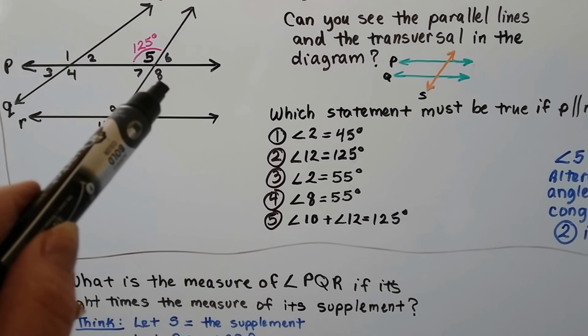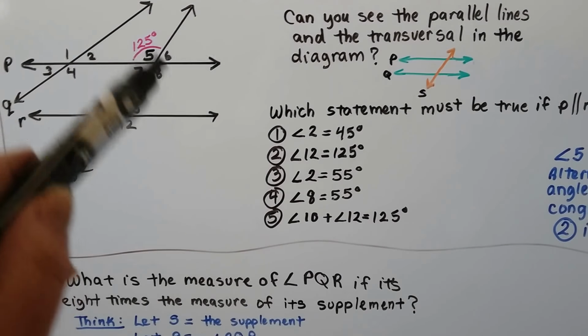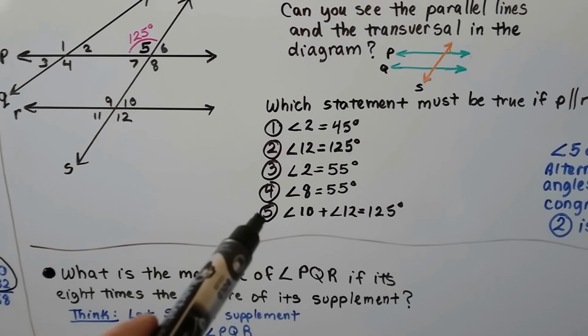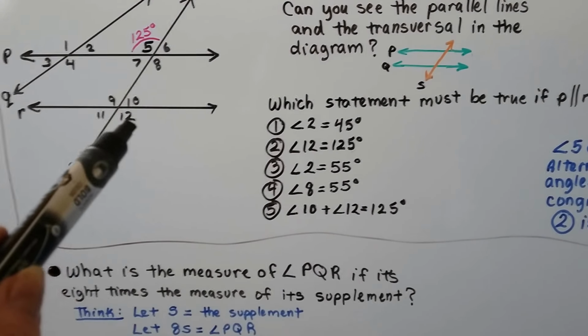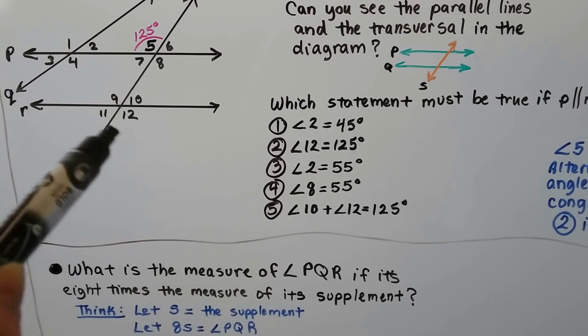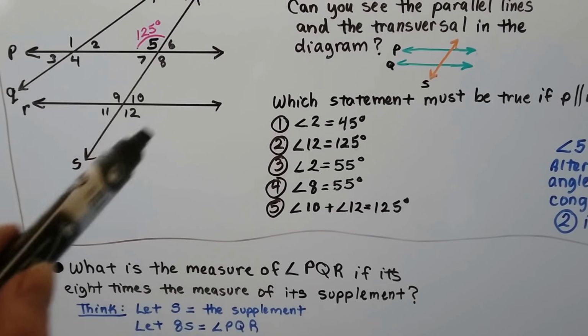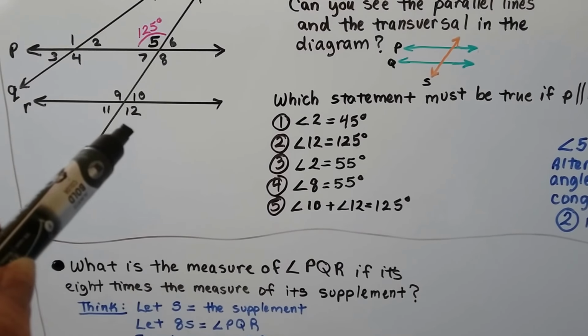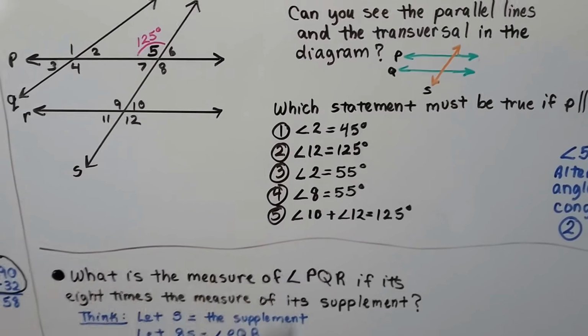Well, that can't be 55 degrees. It's a vertical angle to 5. It's got to be the same measure, 125. So 4 can't be it. Number 5 says angle 10 and angle 12 equal 125 degrees if you add them. And that can't be true because if you add them, they're supplementary. That should be 180. So the only one that could be true is number 2.